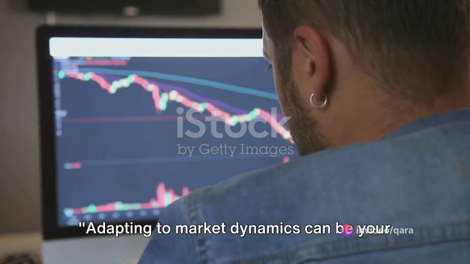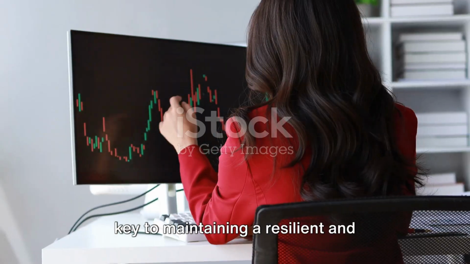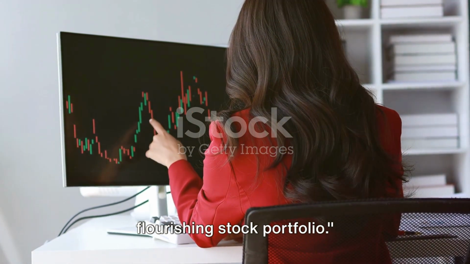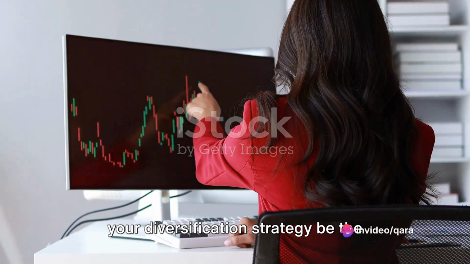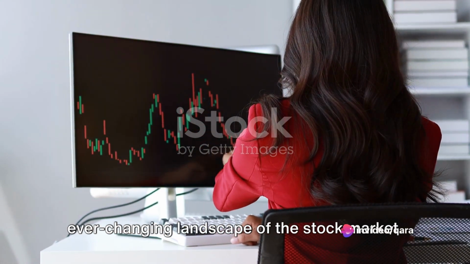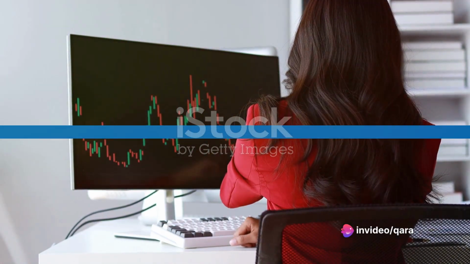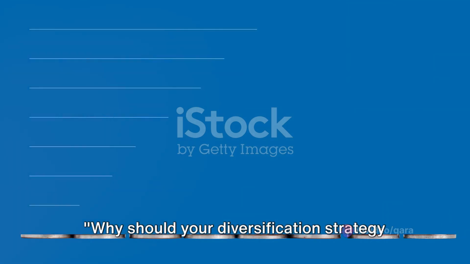Adapting to market dynamics can be your key to maintaining a resilient and flourishing stock portfolio. So stay informed, stay flexible, and let your diversification strategy be the compass that guides you through the ever-changing landscape of the stock market. Why should your diversification strategy extend beyond stocks?